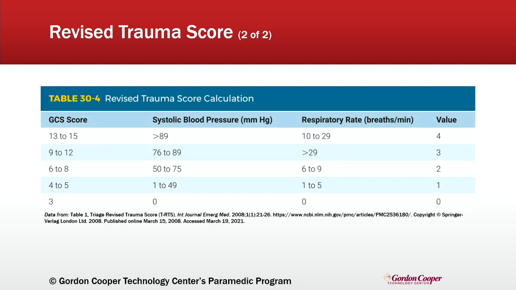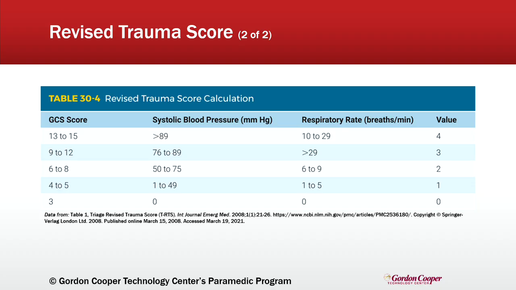And here we see a table that kind of outlines that. You see that top score. If we got a Glasgow of 13 to 15, they get 4 points. Systolic above 84, 4 points. Respiratory rate of 10 to 29, 4 points. So all 3 of those, we get a 12 and they're doing great.